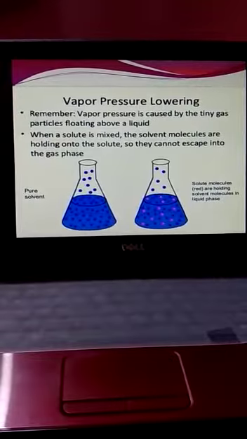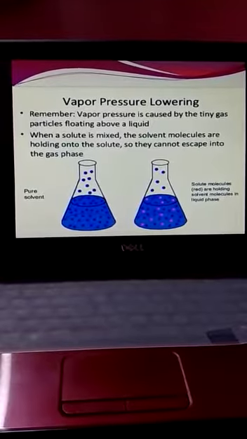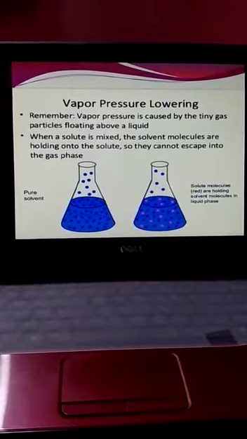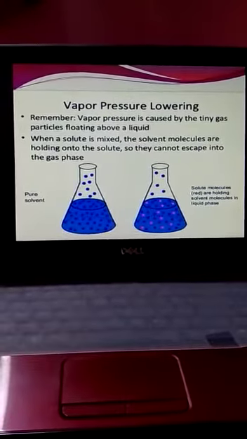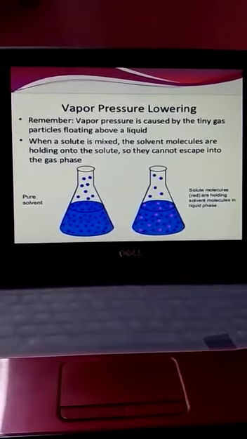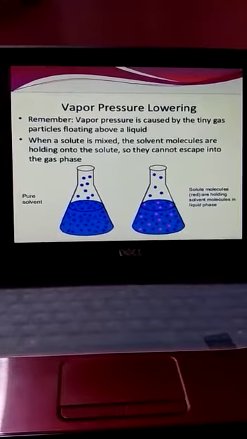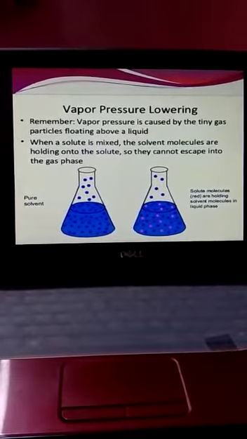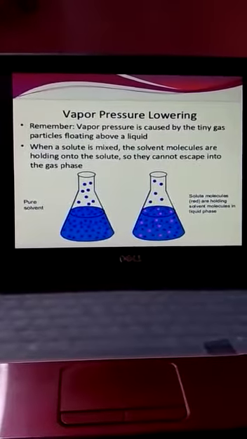We know that when we add a non-volatile solute, the vapor pressure of the solution starts to decrease, because the non-volatile solute is not able to produce vapor pressure, and it decreases the tendency of the solvent molecules to escape into the vapor phase. Therefore, the tendency of the solvent molecules to escape into the gaseous phase decreases, and the vapor pressure of the solution decreases by the addition of non-volatile solute.